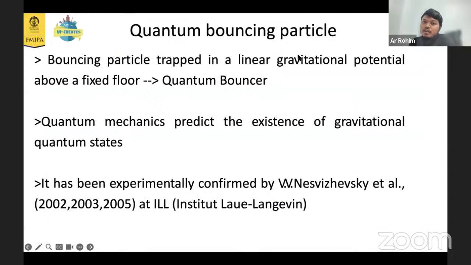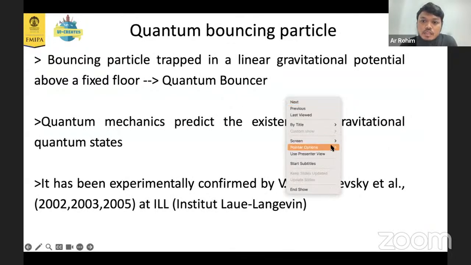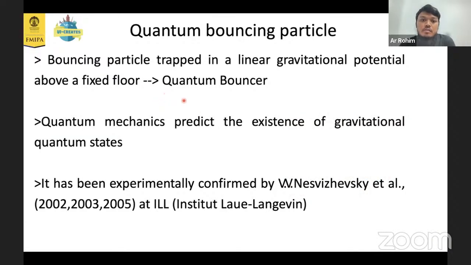In the previous week, we studied bouncing particles in quantum mechanics. We discussed the quantum bouncer system, which describes the confinement of a particle trapped in a linear gravitational potential above a fixed floor. This topic is quite interesting for me because theoretically it has been predicted by quantum mechanics, and you can find it in several textbooks. Experimentally, it has been confirmed by research groups, first in 2002, and then 2003, and so on.